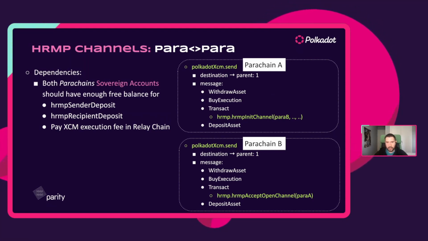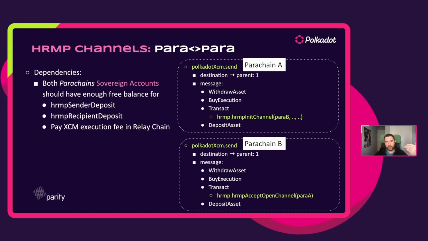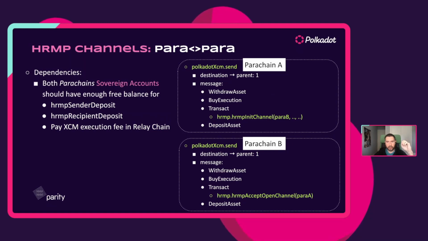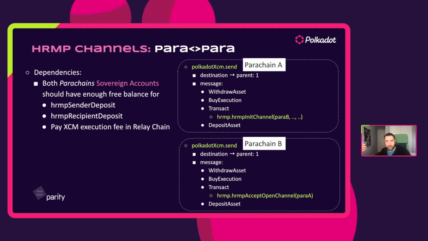If we take a look at the message, it's a PolkadotXcm send, where the destination is parent one, which is the relay chain, and then we have an XCM message with 4 instructions. The first one is withdraw asset, to be able to pay for execution, then buy execution, then transact. This is the transaction, the call that will be executed in the relay chain. And finally, deposit asset. This instruction is very important to add, because if you don't add this final instruction, the unspent fees for executing this XCM message will be trapped.